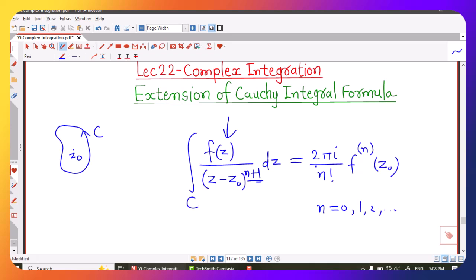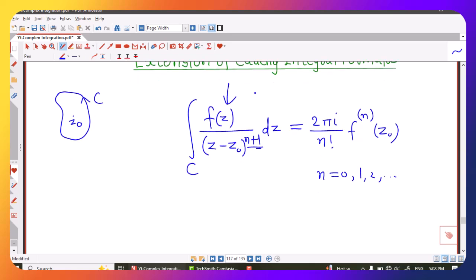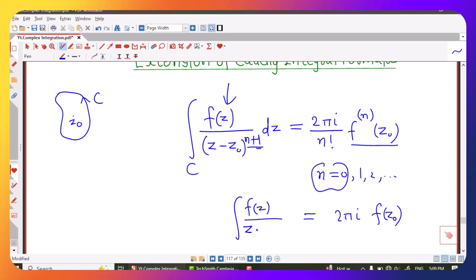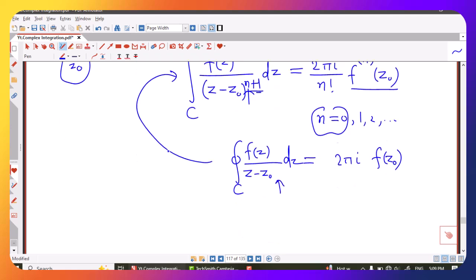So today also we are going to discuss two more problems on the extension of Cauchy integral formula. So we will remember this result. For n equal to 0 we will have 0th derivative, that is the function itself at point z0 multiplied with 2 pi i, because 0 factorial is 1, and in that case we will have the Cauchy integral formula for n equal to 0. Therefore this is an extension of the Cauchy integral formula.